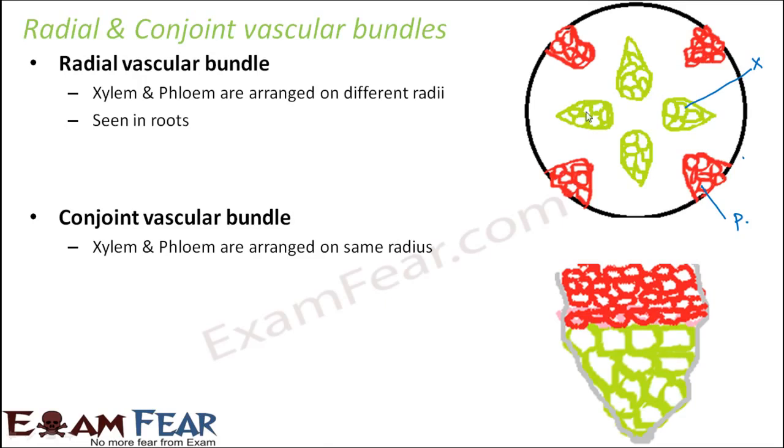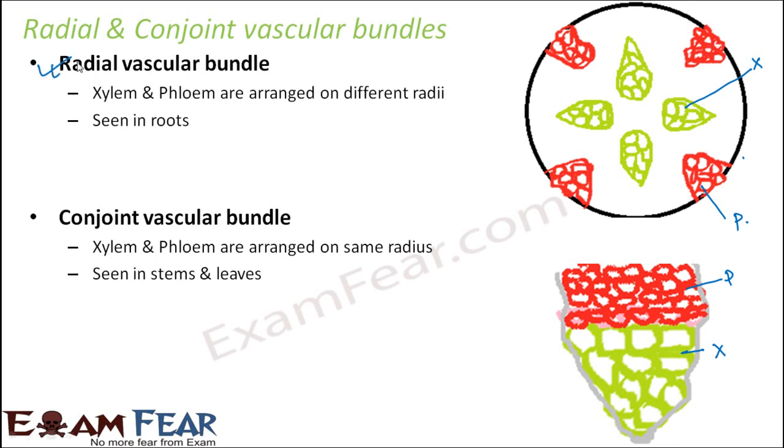So in a radial vascular bundle, there have to be many xylem and many phloem. And in a conjoint vascular bundle, all the xylem are towards the inside and all the phloem towards the outside. So the arrangement would be like this. This is your phloem, this is your xylem. So where do we see conjoint vascular bundle? It is generally seen in stems and leaves.